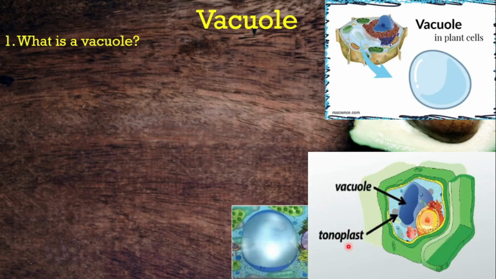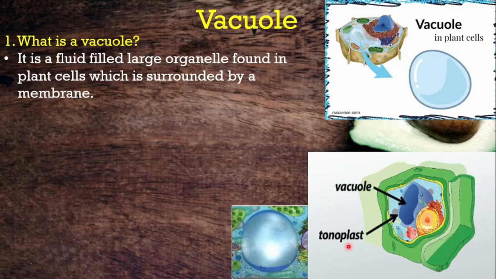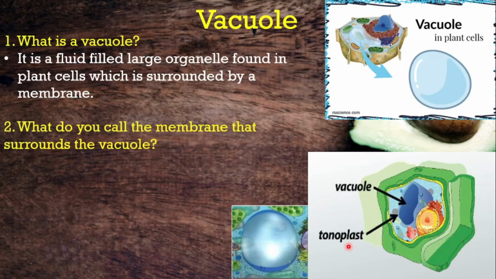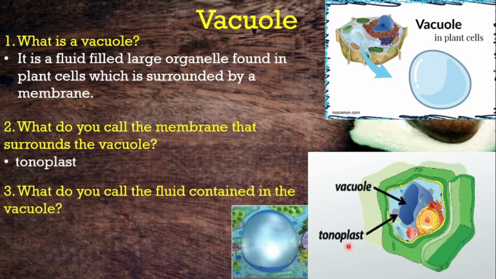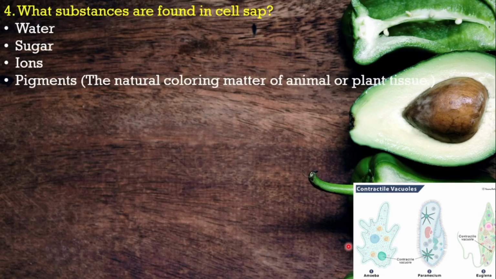And what is tonoplast? I already explained during one of the previous slides. The answer is it is a fluid filled large organelle found in plant cells which is surrounded by a membrane. It is a membrane bounded organelle. What do you call the membrane that surrounds the vacuole? Tonoplast. What do you call the fluid contained in the vacuole? Cell sap. What substances are found in cell sap? You can find water, sugar, ions, pigments. The pigments mean the natural coloring matter of animal or plant tissue.